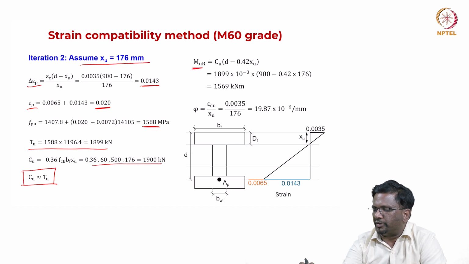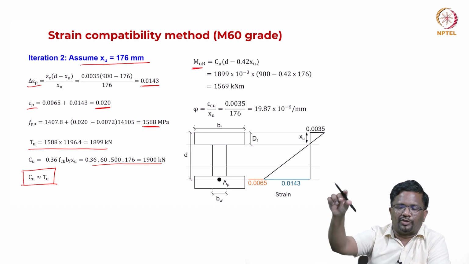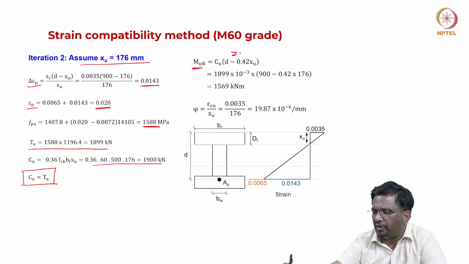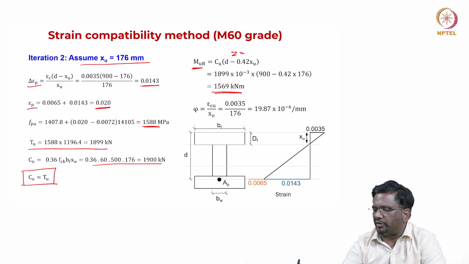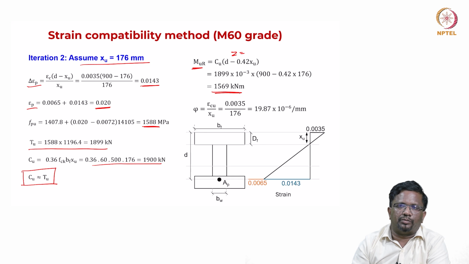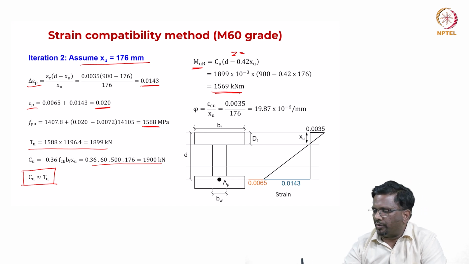Now, my moment resistance is compression force times the lever arm. So, this is your lever arm Z, which is D minus 0.42 XU, and I get a moment resistance of 1569 kilonewton meter, right. And for curvature, epsilon C by XU is 0.0035 by 176, and I get a curvature of this, right.